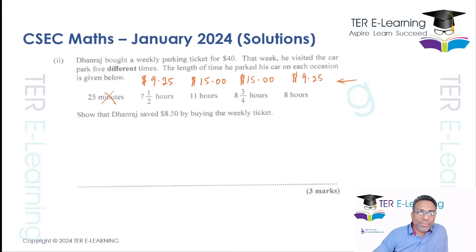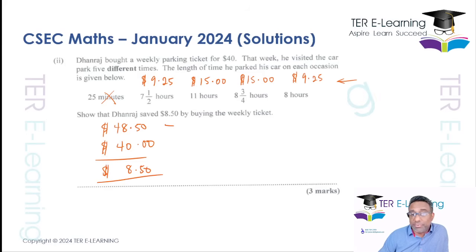So we have to do the subtraction like this. This is the total amount he actually paid, $48.50, and you subtract $40 from this, because that's the weekly pass. When you subtract, you realize he could have saved $8.50, which is what the question said to prove. So 3 marks for working this out. That takes care of question 1.